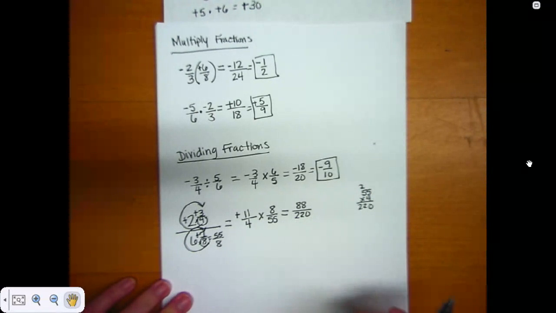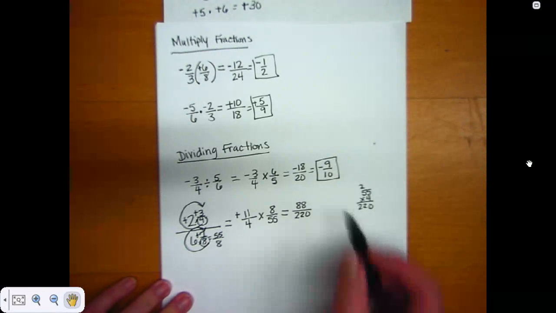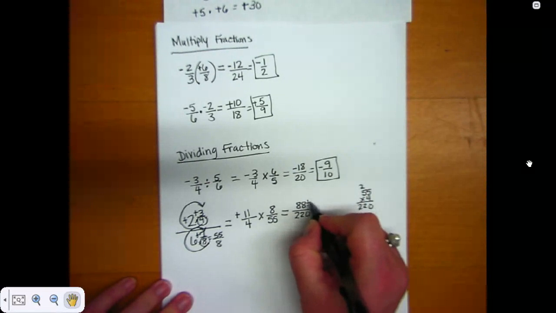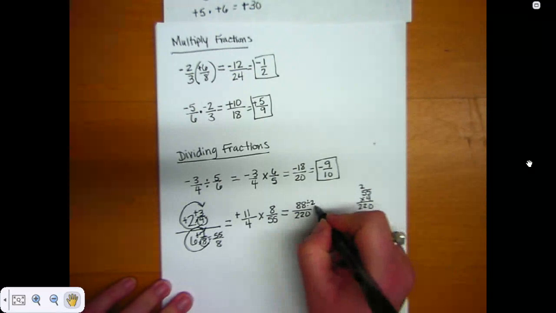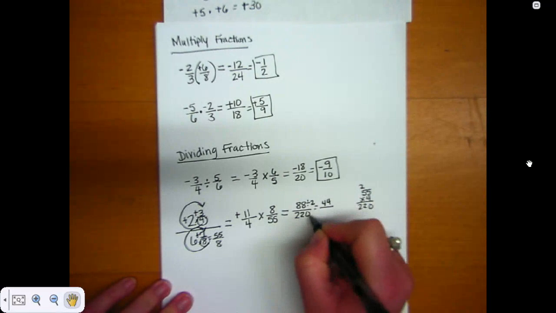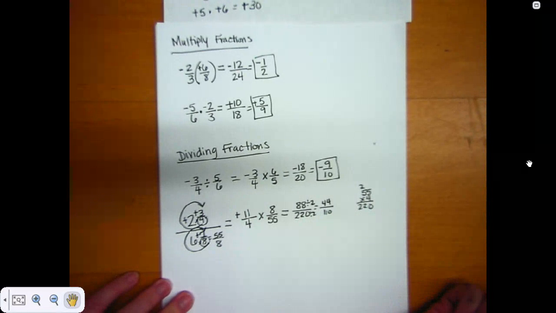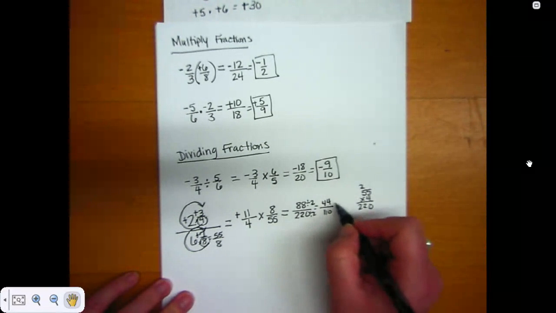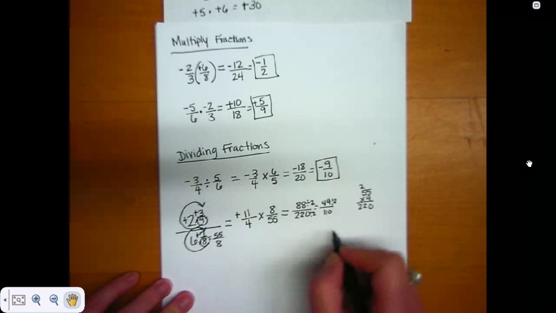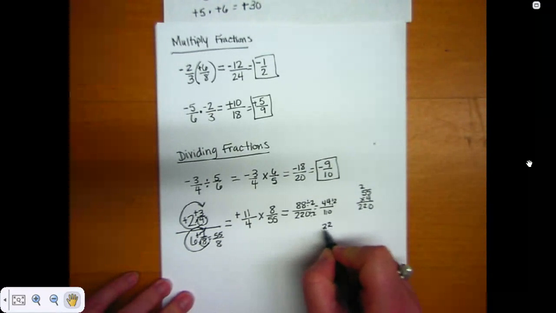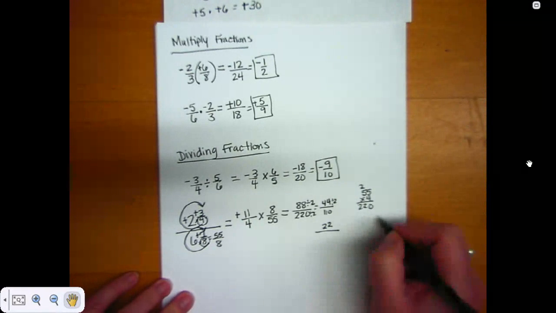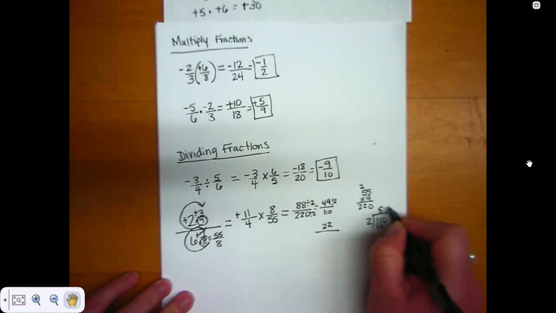Now, I see that I can simplify this. I know I can simplify by 2, so I'm going to go with 2 first. So that would be 44 over 110. I can simplify again by 2. So that would give me 22 over 110 divided by 2 would be 55.